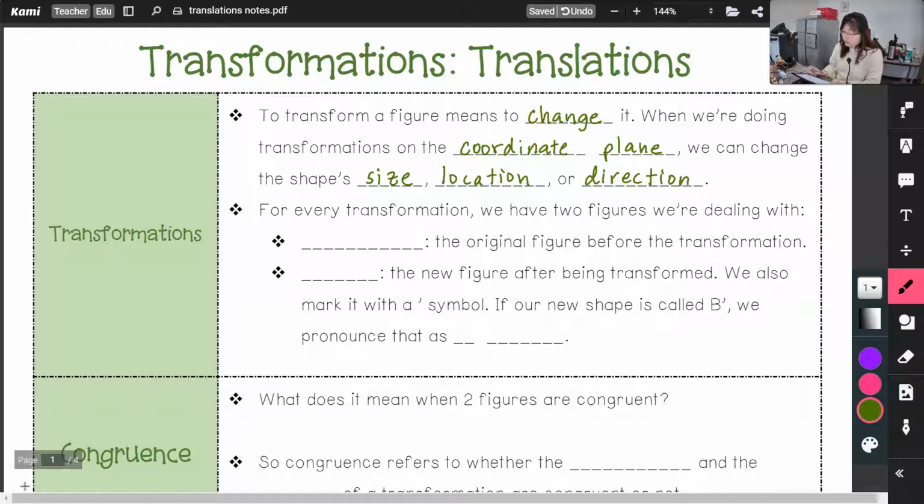Okay, for every transformation we have two figures that we're dealing with. We have the original figure before we do anything to it, before the transformation. We call that the pre-image.